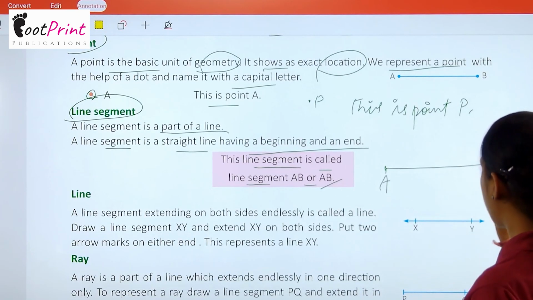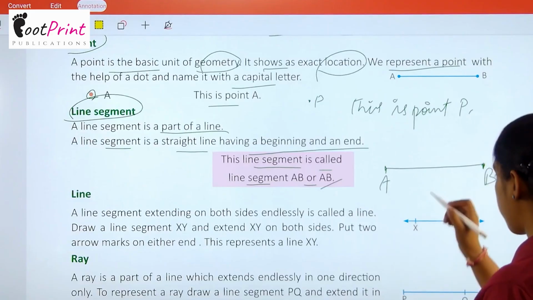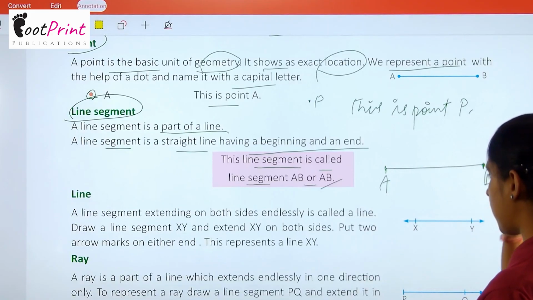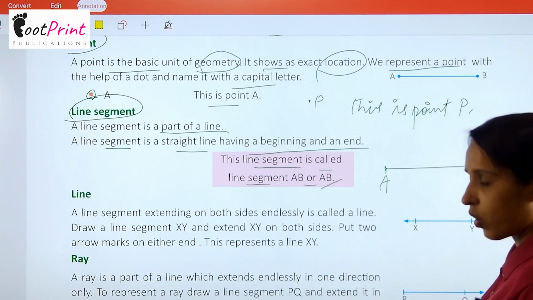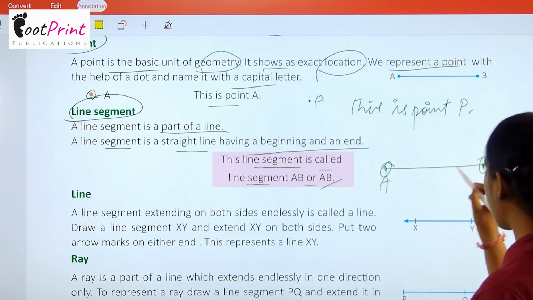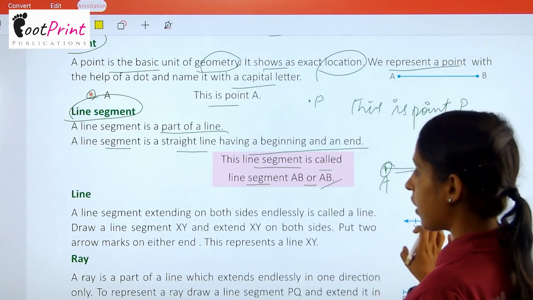Just like this one, it has a beginning point, it has an end point. This is A or this point is B. We can write this line segment as AB or BA. Okay, it has a beginning point and an end point. It has exact length.